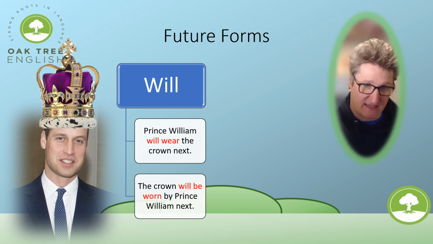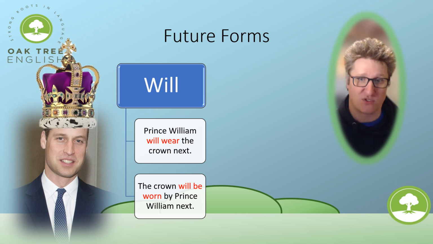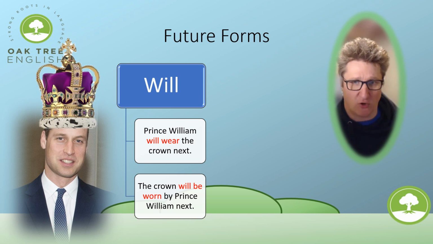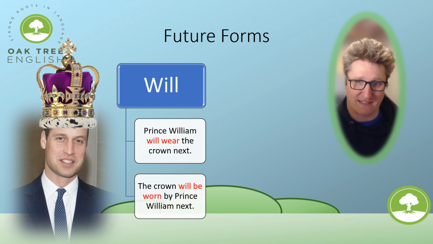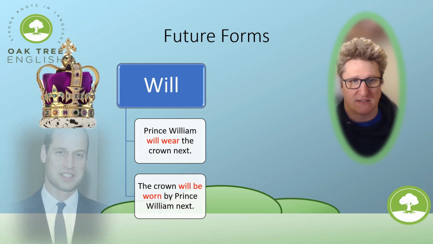So in the active voice, that was wear. In the passive voice, the verb be is in the infinitive form, and then following that comes the past participle. The crown will be worn by Prince William next. There he is.